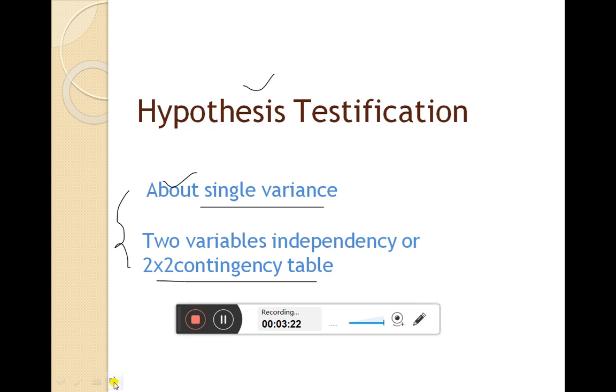As I told you students, whether you are using the Z distribution, normal distribution, the chi distribution, or the F distribution, whatever distribution you are using under hypothesis testification, you must follow 6 steps.